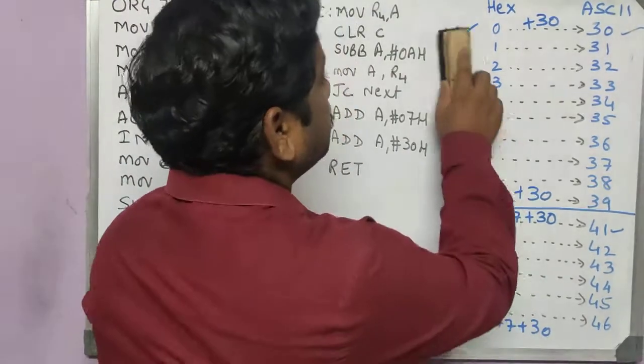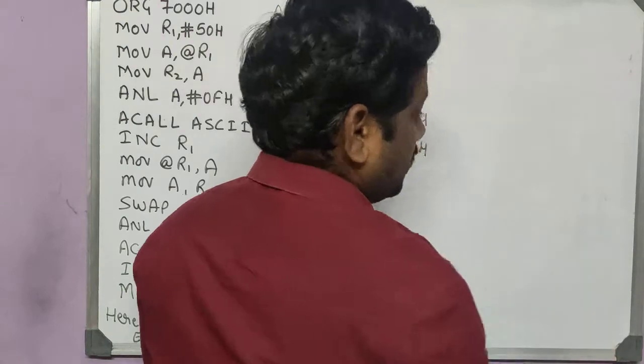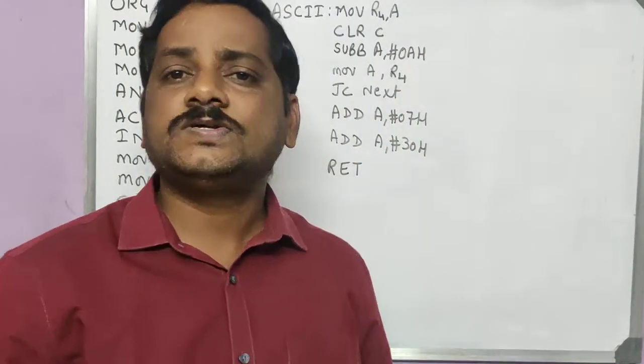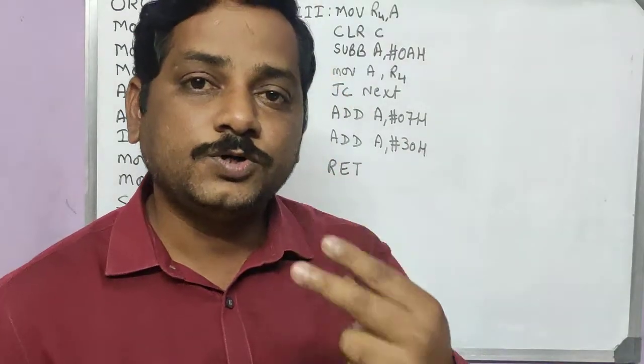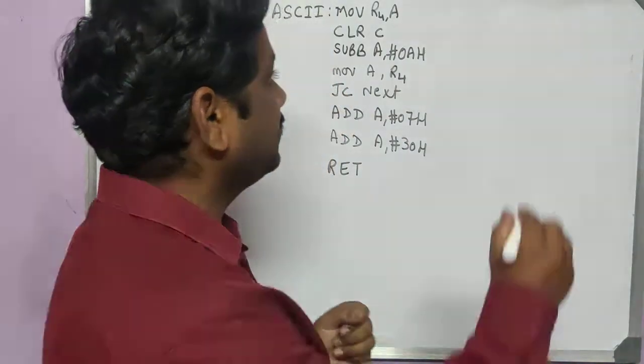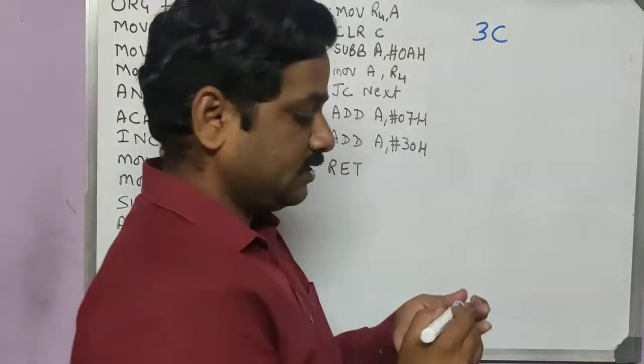Okay, now let us give one input. First let me take one input. And one more important thing, the microcontroller has an 8-bit register, so I can give two hexadecimal numbers. For example, I can give the input like this, 3C. So this is the input.